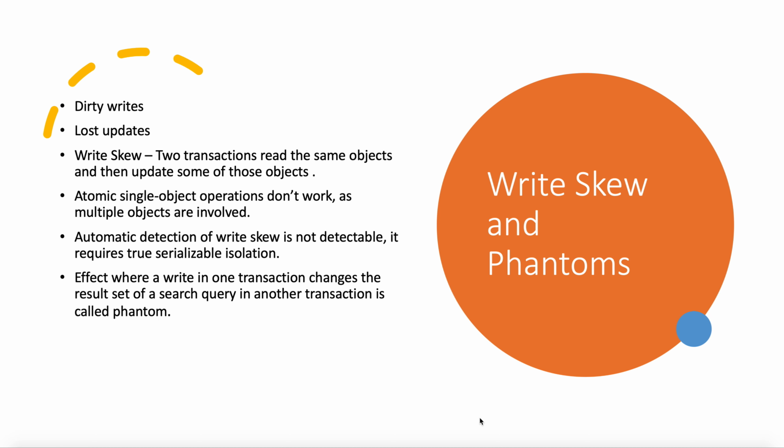Let's suppose you are writing an application for doctors to manage their on-call shifts at a hospital. The hospital tries to have several doctors on call at any one time, but there must be at least one doctor on call. Doctors can give up their shifts provided that at least one colleague remains on call in that shift.